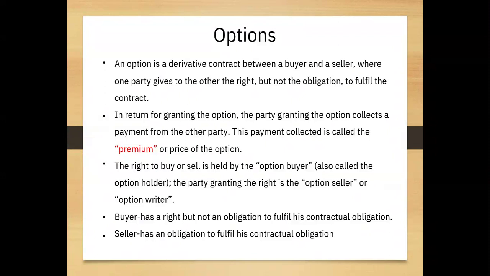So, the option seller is the party granting the right. The option buyer is the party holding the right to buy or sell. Option holder means the one with the right to buy or sell the particular product. The option seller is also known as the option writer. The buyer has the right but not the obligation, while the seller has an obligation to fulfill his contractual obligation.